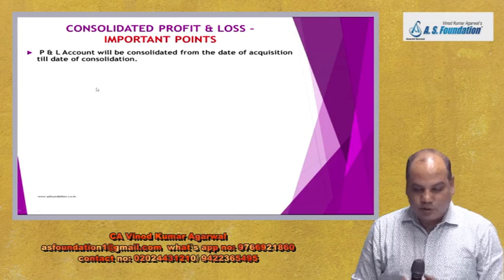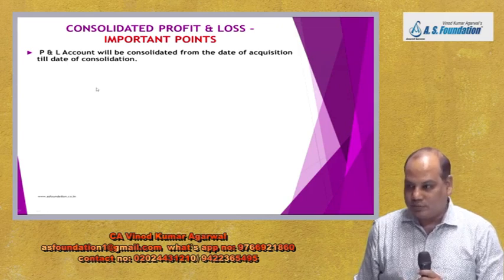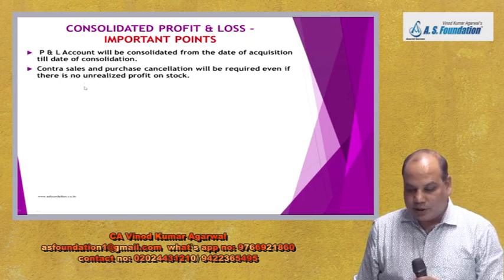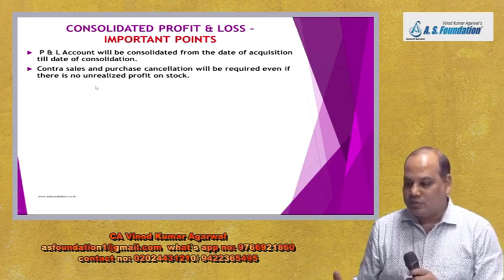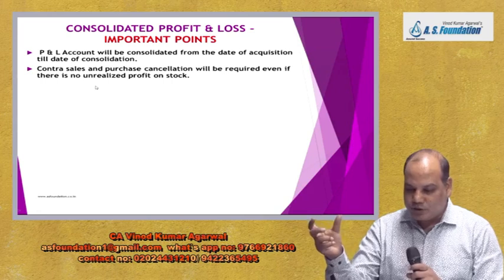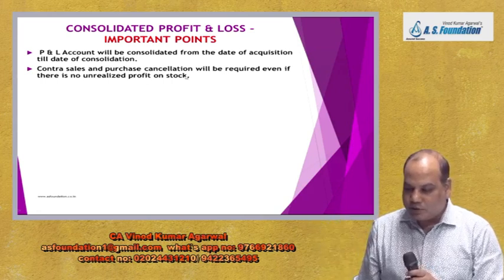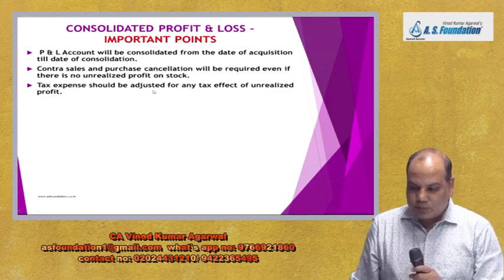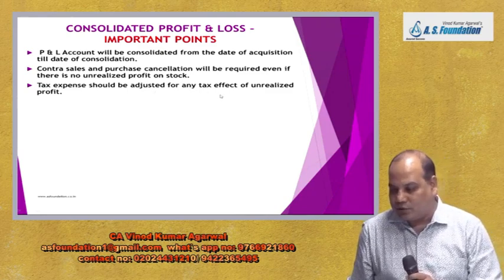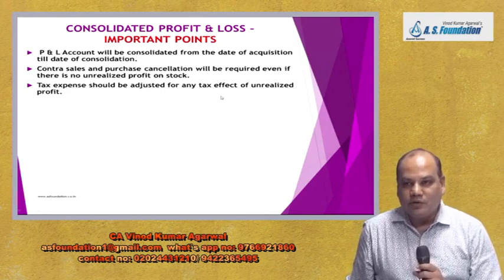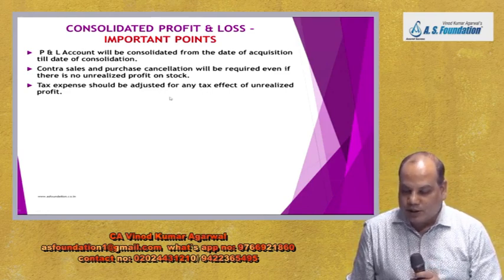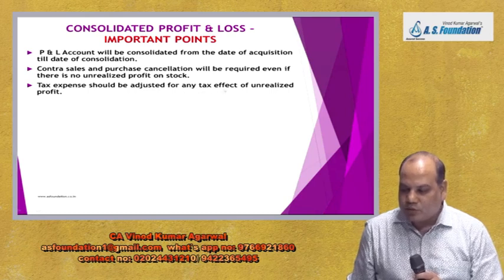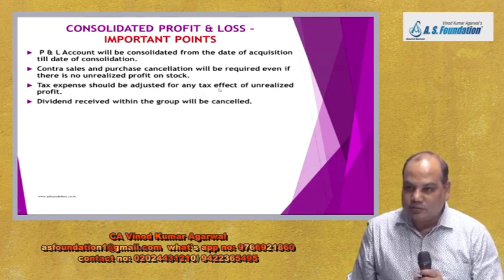One is P&L account will be consolidated from the date of acquisition. So in some problem, if the date of acquisition is in the current year only, take proportionate figure for subsidiary. Contra sale and purchase cancellation will be required. Already discussed, even if there is no unrealized profit on stock. Tax expense would be adjusted for any tax effect of unrealized profit. So while calculating tax expense, you may have to calculate additional DTA or DTL. Dividend received within the group will be cancelled.